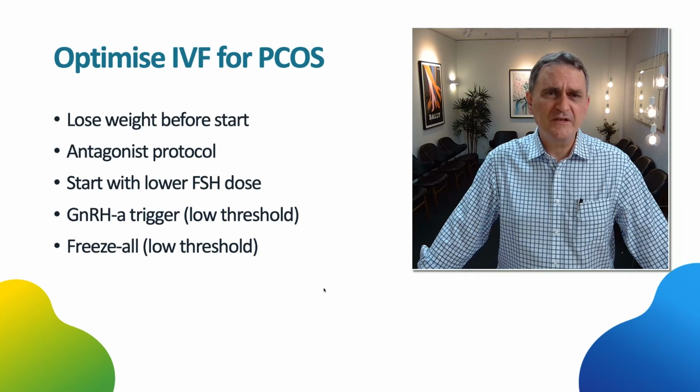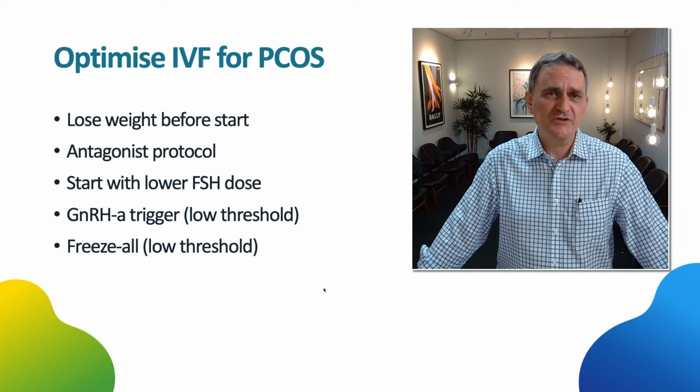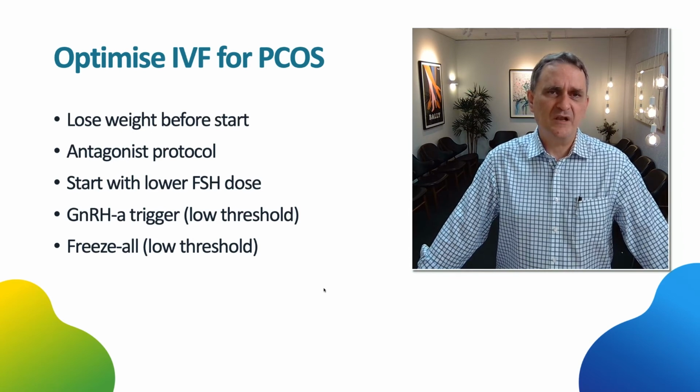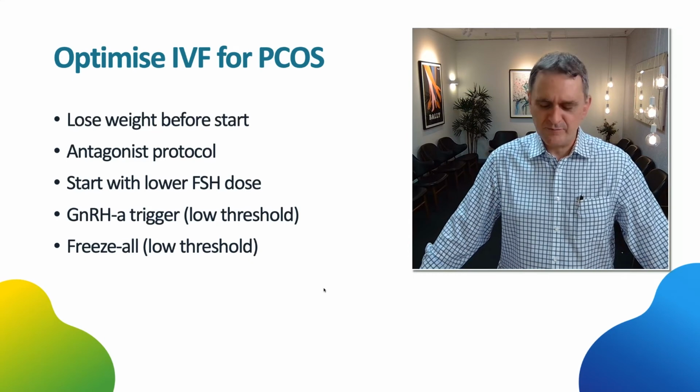The final thing we do is we get a little bit more cautious, and so with the stimulation drug we use, FSH, to produce lots of eggs, we start with a lower dose of that so as to try and avoid you developing this condition in the first place.